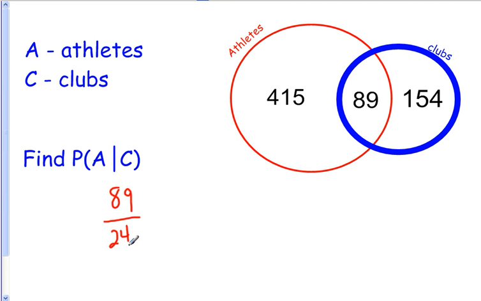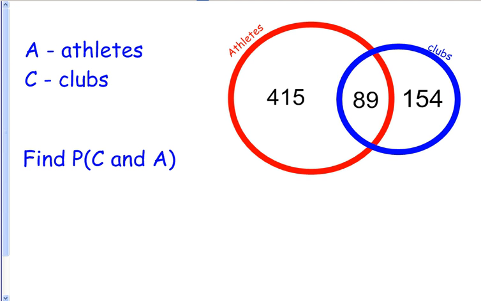So the way I like to think about this is I told you I selected somebody at random and they are in a club. So then the next question is, what's the probability that they're an athlete? So if you know they're in a club, that's only the club circle, that's 243. And how many of them are athletes? Well, it's the 89, so the probability that they're an athlete given that they're in a club would be the 89 over 243.